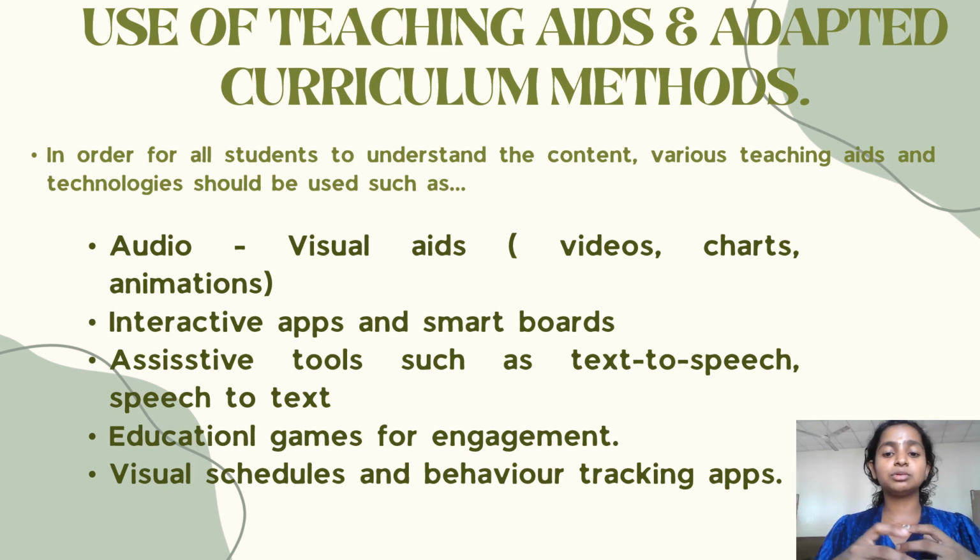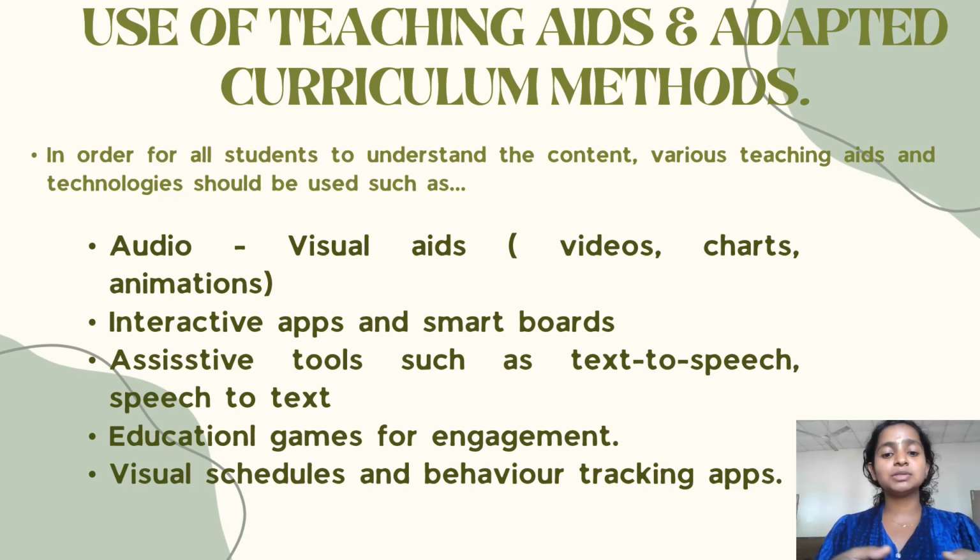Then assistive tools like text to speech, speech to text. Some of these students have issues with their behavior management so that they cannot write the things. So they can use text to speech, or they can use the speech to text method. They can convert what the teacher is saying into text and then get it printed out. So all those assistive tools are also important.